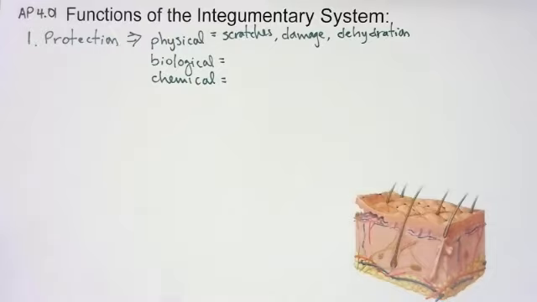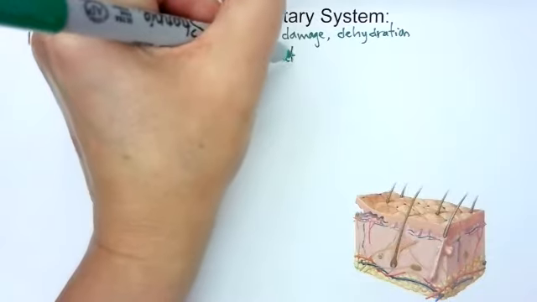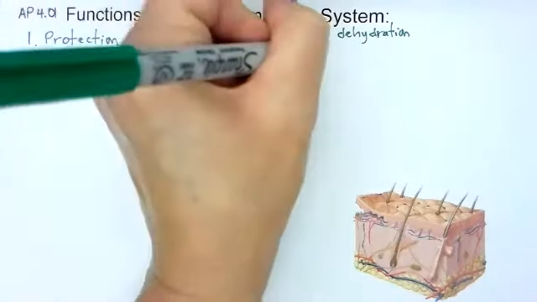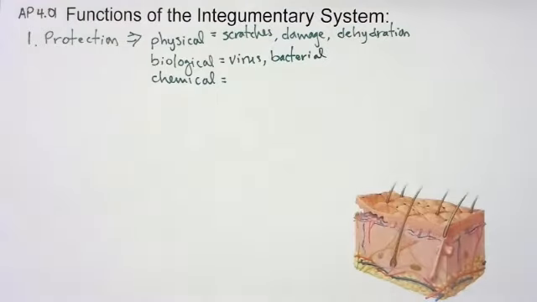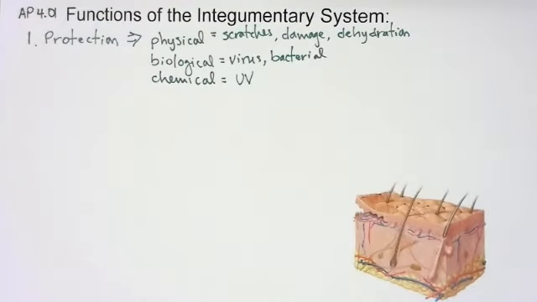Biological, that's going to be virus and bacteria. It's one of the first lines of defense against invaders. And even in some of the layers of skin, we have immune cells that roam around and look for virus and bacteria. Well, what would chemical protection be? Ultraviolet light is not great for us, and that is actually, in a sense, a chemical type of damage when it occurs. So our skin, we're going to learn, has built-in defenses for helping to protect us from UV damage.